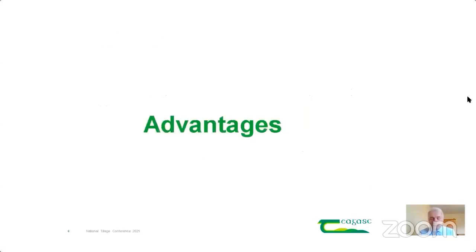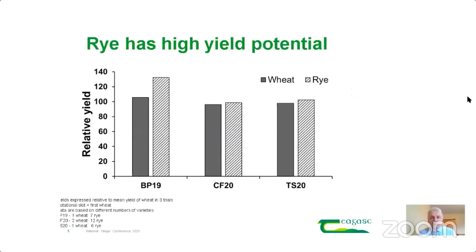So why would we think about growing rye? What are the advantages of the crop compared to other crops? Well, I suppose the first one is that rye has a very high yield potential. These are the results of some trials over the past 2 years, 2019 and 2020, where we compared a number of rye varieties in terms of yield. And in each experiment, we included 1 or 2 wheat varieties for comparison.